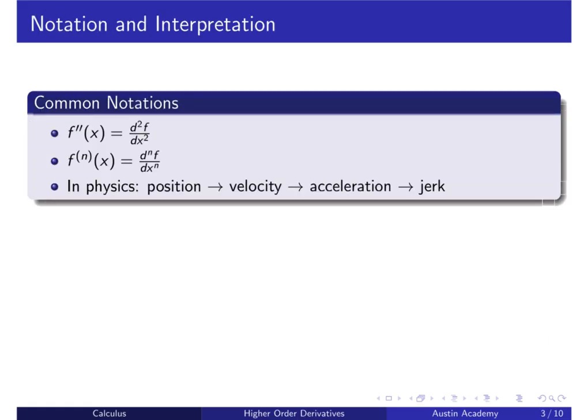Notation and interpretation. Let's look at some common notations. F double prime of x equals d squared f over dx squared. F to the n of x equals d to the n f over dx to the n. In physics, derivatives show up like this. Position becomes velocity, then acceleration, then jerk.